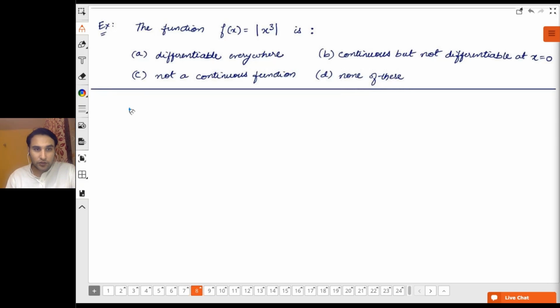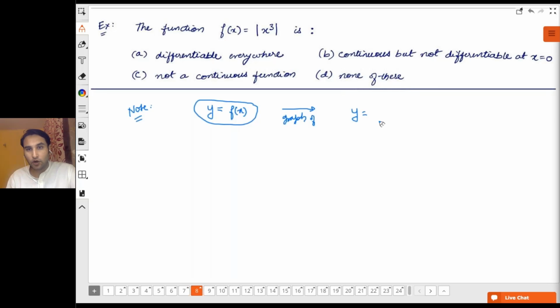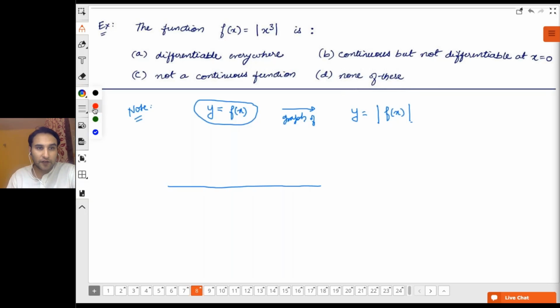Note it down, guys. I'm going to teach you, if you know the graph of f of x, then how to plot the graph of y is equal to mod of fx. It's very simple, guys. So let me give you a simple example. Let me plot a random graph like this. Imagine this is the graph of y is equal to fx.